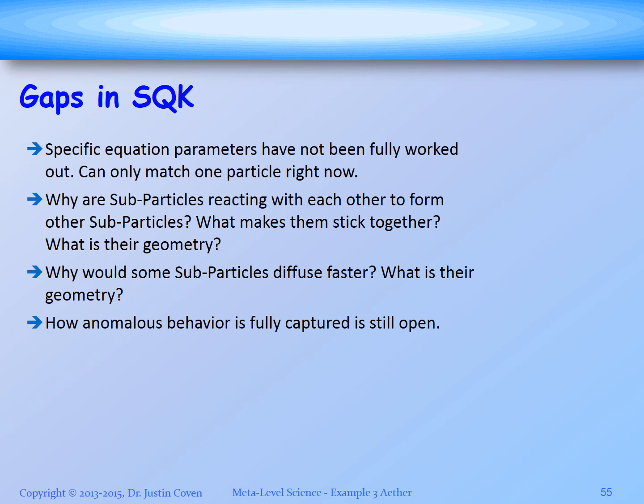First, the basics of subquantum kinetics, which basically captures a huge body of behaviors. Then you would go to the next level. It's like moving from molecule to atom, then atom to particle, then particle to subquantum kinetics, then subquantum kinetics to internal subparticle behavior. Why would some subparticles diffuse faster? Again, the question would be, what is their geometry to make that happen?